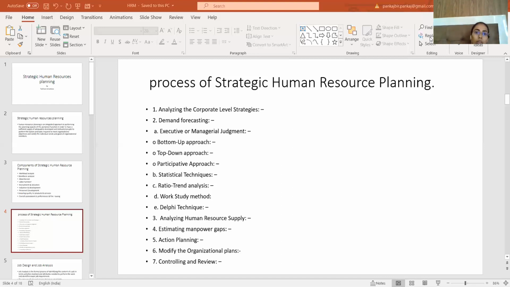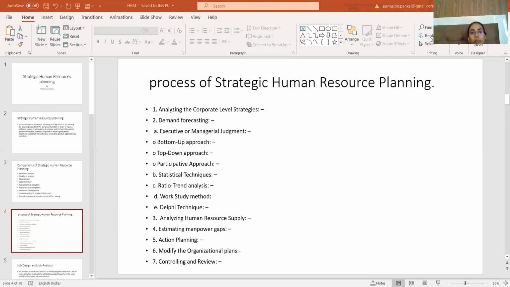An external supply can be sought through agencies or contract labors. So these are the external sources of recruitment for that purpose. So we need to analyze what source of supply is suitable for the requirement of your organization.